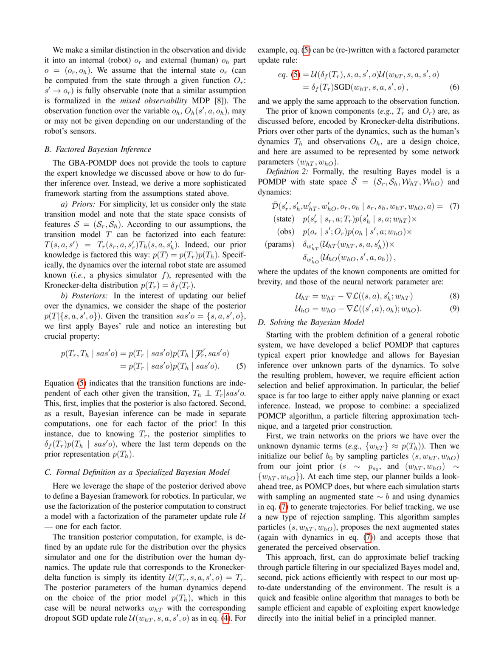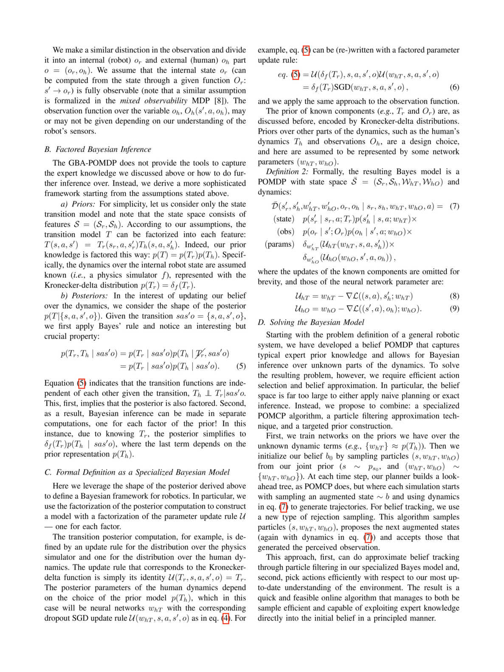Posteriors. In the interest of updating our belief over the dynamics, we consider the shape of the posterior P(T|S, A, S', O). Given the transition (S, A, S', O), we first apply Bayes' rule and notice an interesting but crucial property, Equation 5. It indicates that the transition functions are independent of each other given the transition (S, A, S', O).